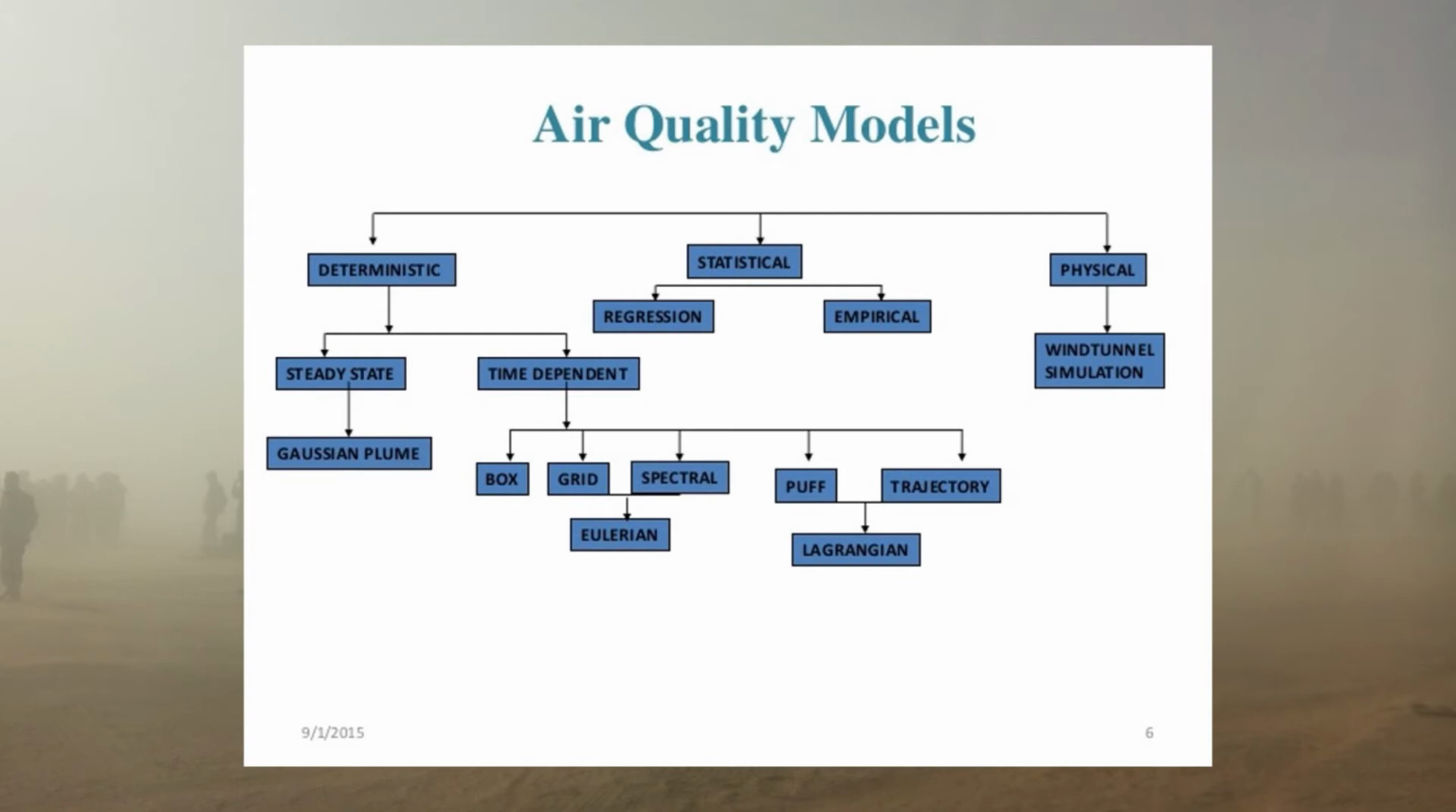So this is a broader picture of the air quality models that are being used and the principle behind it. So basically, we can classify as deterministic, statistical, and physical models. And the most widely used is the deterministic model, which is again the steady state model, and in which the Gaussian plume is the most widely used model across the world. And there have been various models available now based on the Gaussian plume.